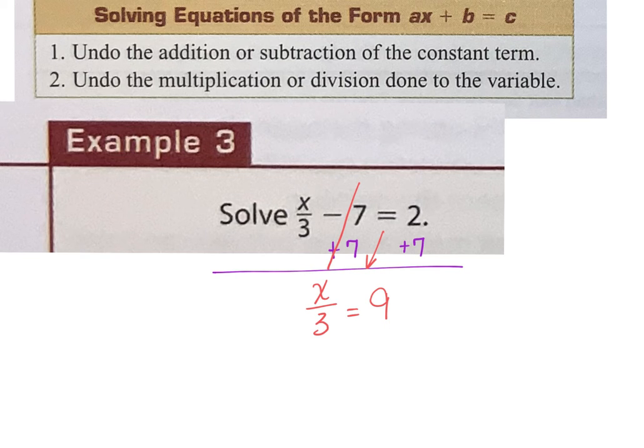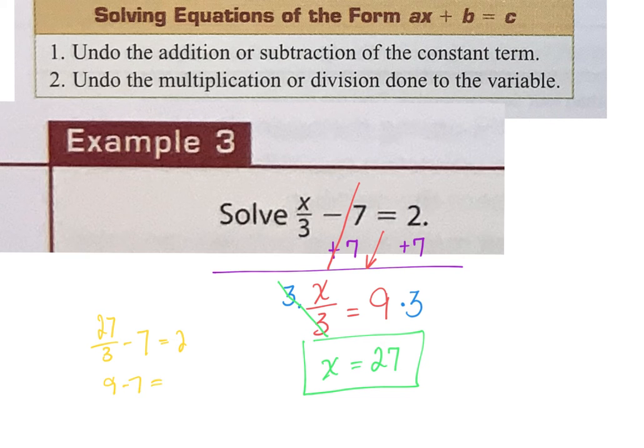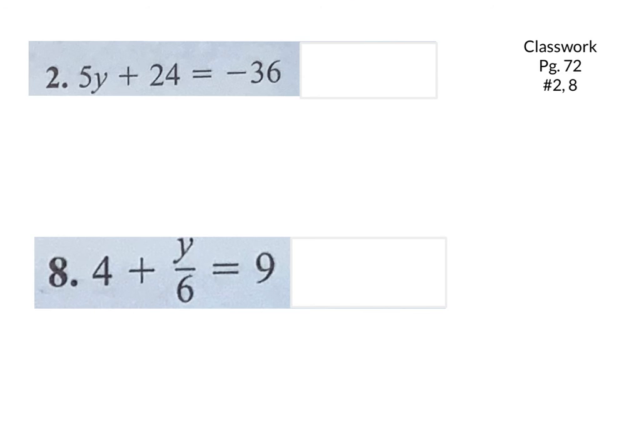All right, now, what is happening between the x and the 3? Division. So what am I going to do? Multiplication. When you multiply here, you're going to multiply both sides. On the left, these change to 1x. And on the right, I have 9 times 3, which is 27, which is my answer. I can check it. 27 over 3 minus 7 equals 2. 9 minus 7 equals 2. That is true. My answer is correct. All right, so go ahead and try.